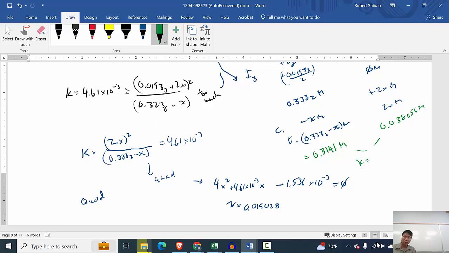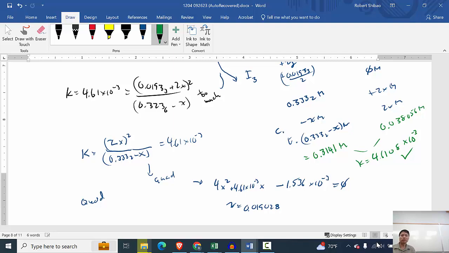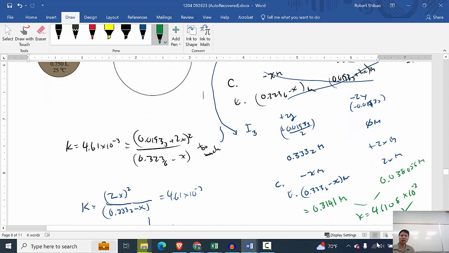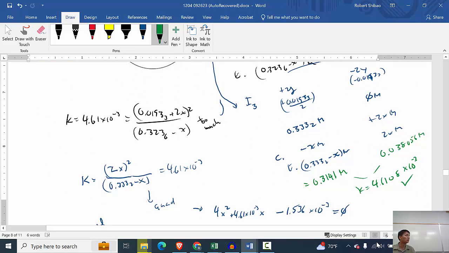So I'm going to square this number I just calculated divided by 0.3141, and I get a K of 4.6108 times 10 to the minus 3. So that's good, that checks out. Here we did a quantitative calculation of Le Chatelier's versus a qualitative one, and we used one trick. The one trick was just to decrease the number of binomials to make the algebra easier.